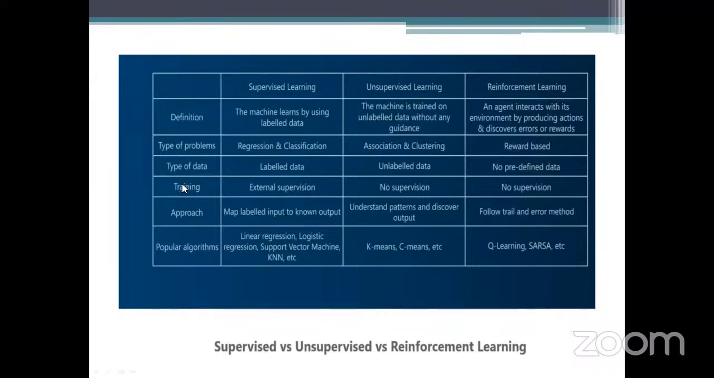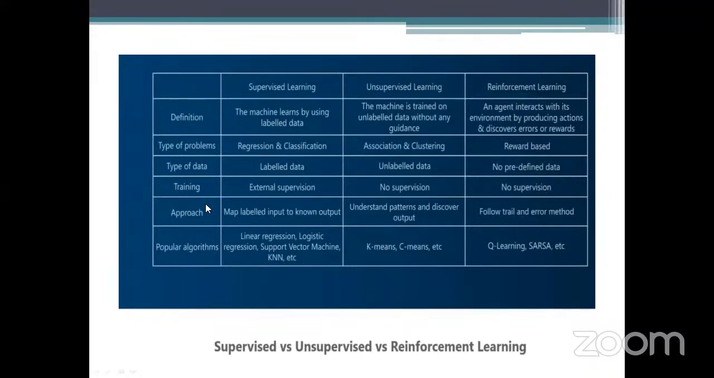Training. The fourth one is training. For supervised learning, we are giving external supervision. Externally, we are giving the ideas, naming and everything. For unsupervised learning, there is no supervision. Reinforcement learning also has no supervision, right?